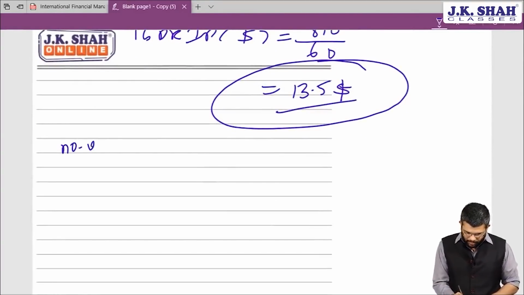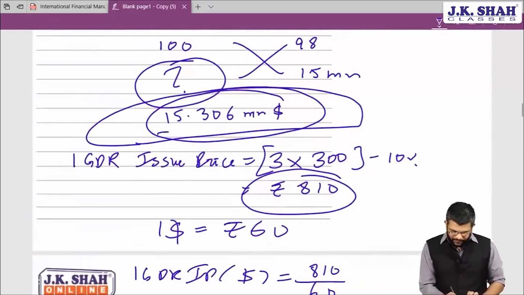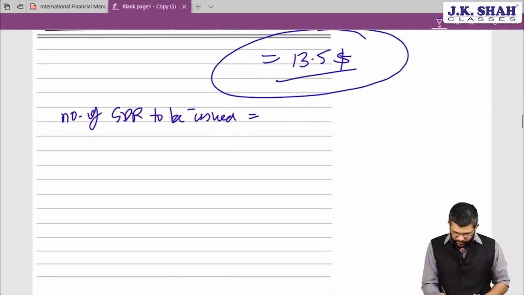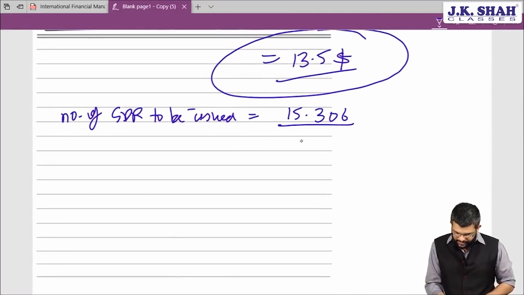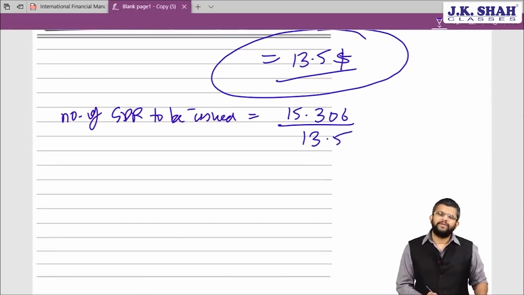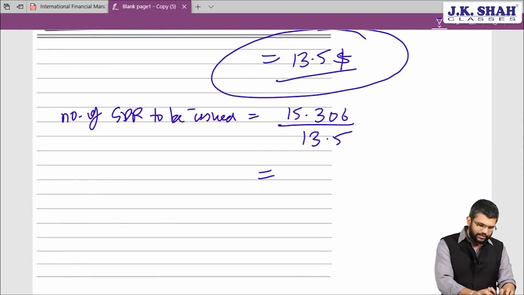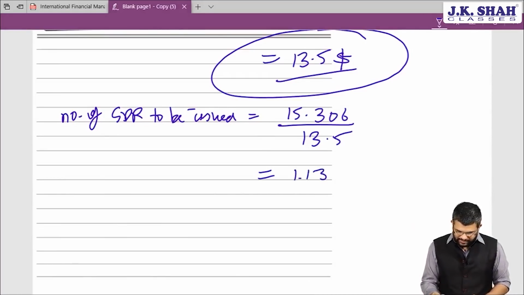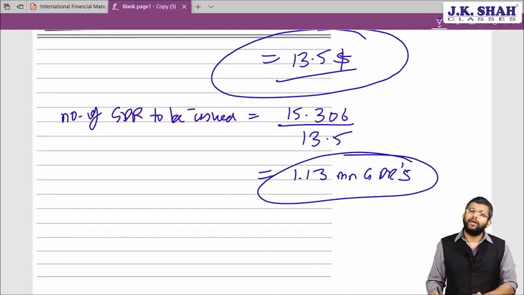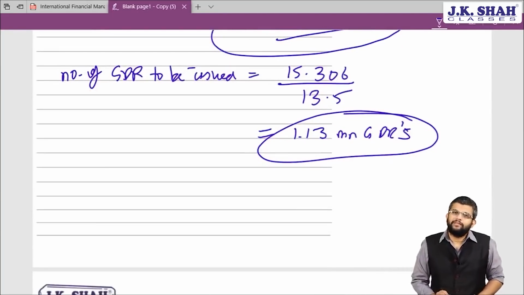Can I say number of GDRs to be issued will be 15.306? I'll write down here 15.306 divided by 13.5. On the calculator, 15.306 divided by 13.5 will give us 1.13 million GDRs. Everybody following? 1.13 million GDRs are therefore to be issued. Is the story clear? Great.